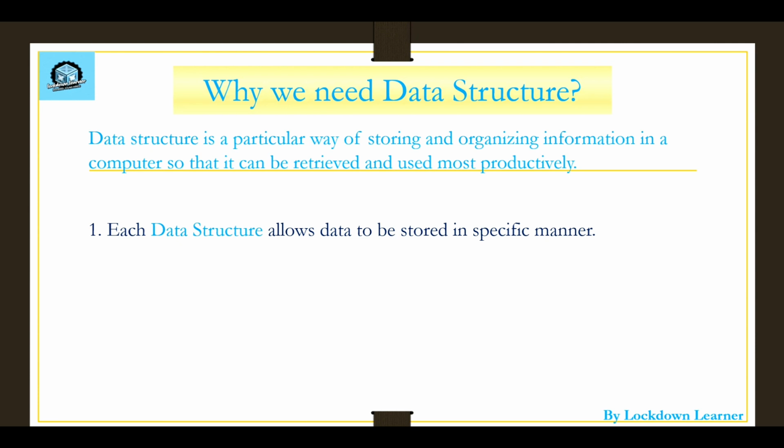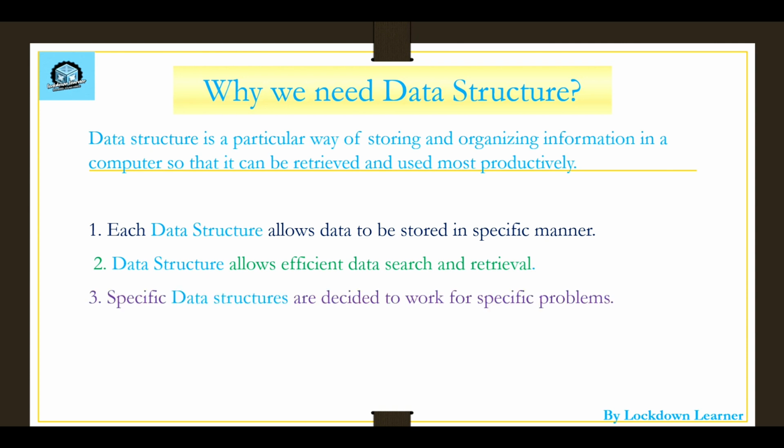Okay guys, our first need is that a data structure allows data to be stored in a specific manner. The specific manner is that a D file will go automatically after the C named files. Our second need is that a data structure allows efficient data search and retrieval. If you are searching for an element, it will give you the result, and retrieval is also easy. Our third is that specific data structures are designed to work for specific problems.